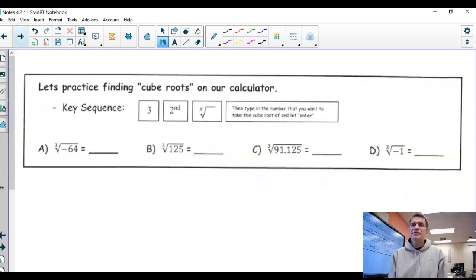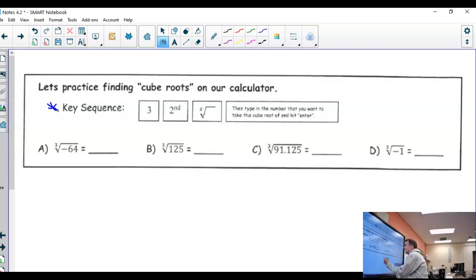We want to learn how to find the cube root of a number on your calculator. And it's not that easy, but it's not that hard. So here I have written the key sequence for you to do it. So if you look at my picture, I am using the yellow calculator, right?